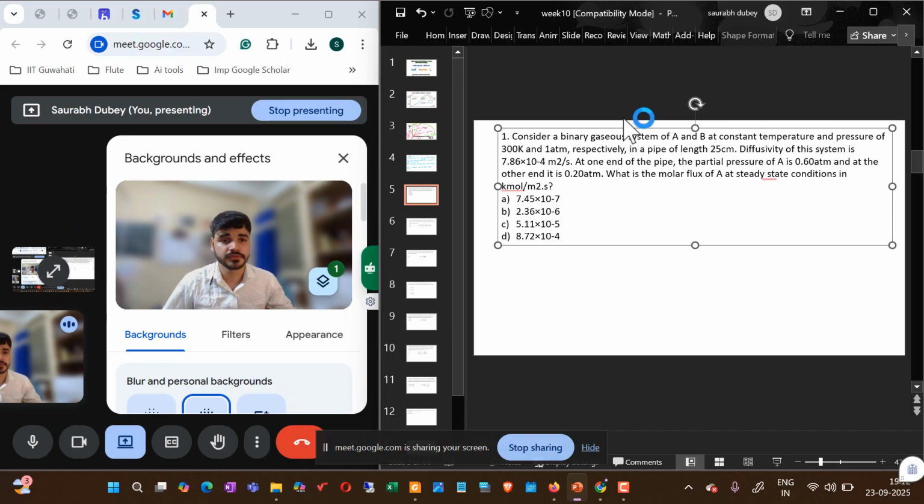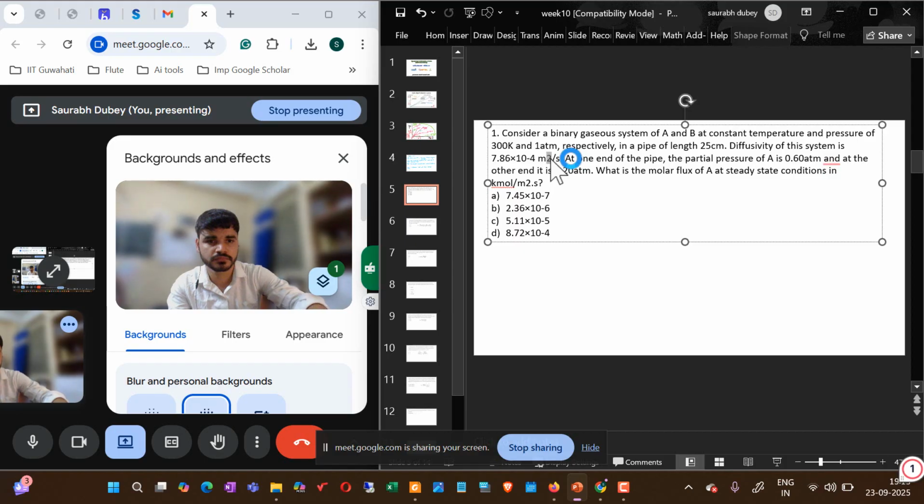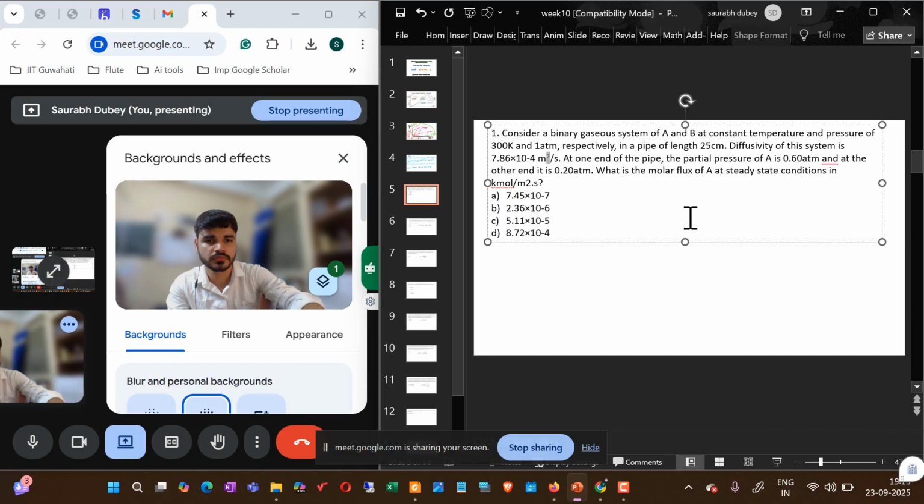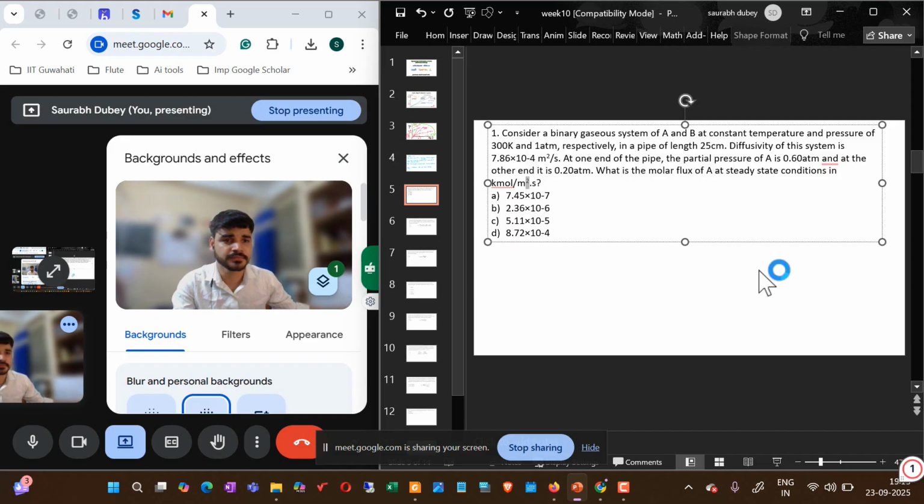Okay, so yes. So this is diffusivity, right? Let's save it. Yes. So this should be square. This should be square, right?